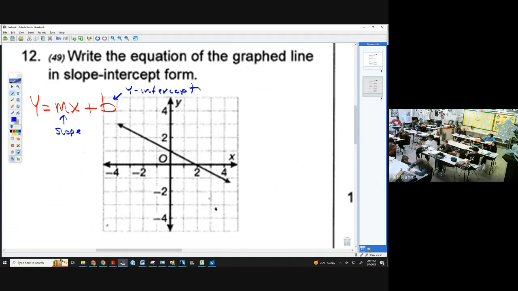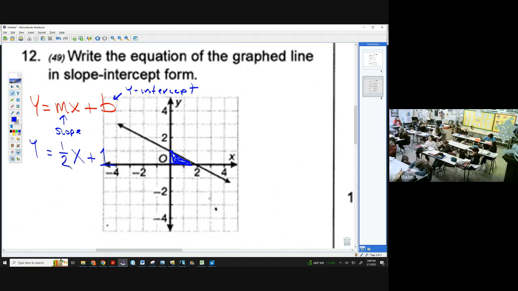Let's do the y-intercept first. London, where does this line cross the y-axis? That one. So that's what goes for the letter B, +1. What is the slope of the line? We could ask our expert Evan, but let's just do it ourselves. You need to make a place where you can get a triangle. There's a good point, here's my triangle. How far up does the triangle go? How far over is the triangle?